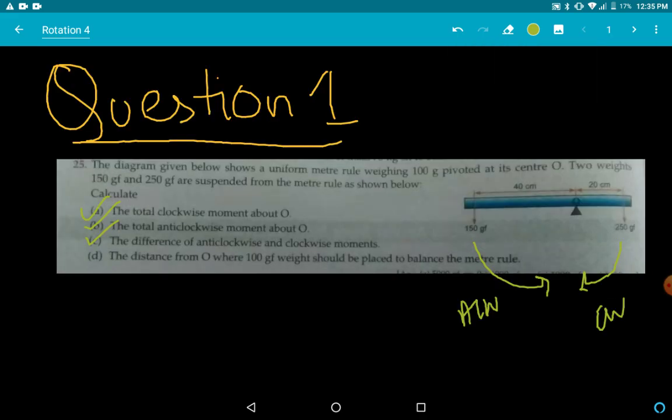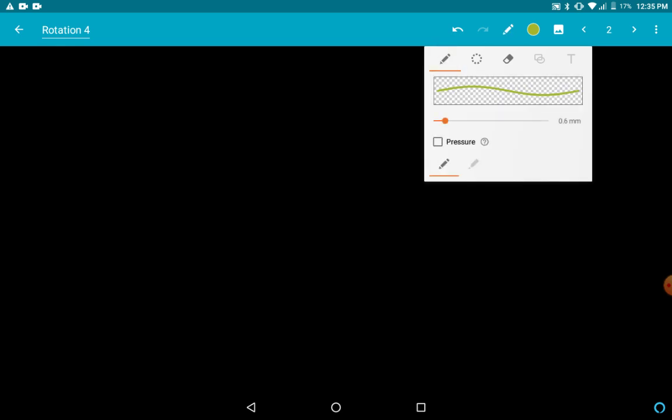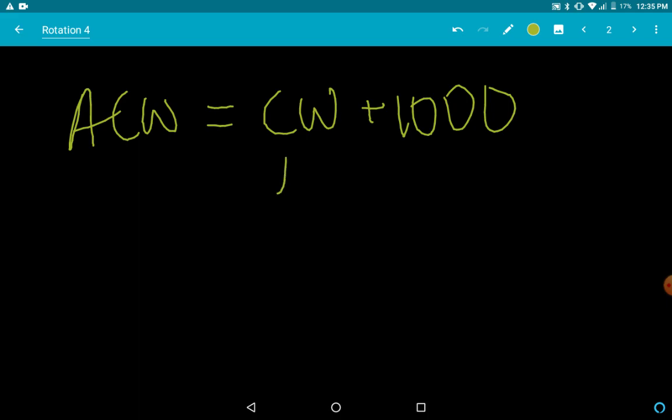So what is the last part left? Distance from O where 100 gf should be placed to balance the meter rule. Now see, we know one thing: anti-clockwise moment equal to clockwise moment plus 100. How do I know this? Because we calculated this was 5000, this was 6000. Okay, so I can write this thing.